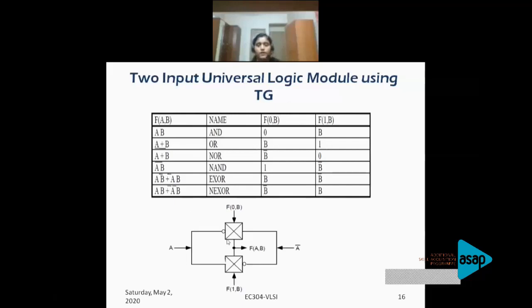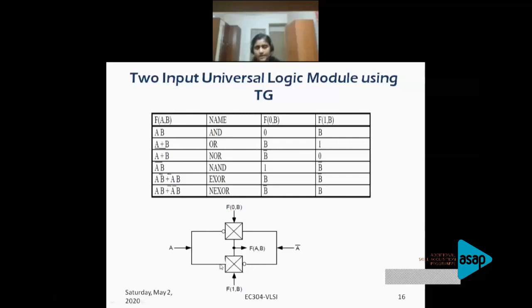Okay, now if you look here, we'll just analyze. This is one transmission gate and this is another transmission gate. So I have used 2 transmission gates. And if you look here, for this transmission gate, here you have the bubble, so this is your PMOS gate and this is your NMOS gate. Similarly, for this transmission gate, here I am having a bubble, so this is my PMOS gate and this is my NMOS gate.